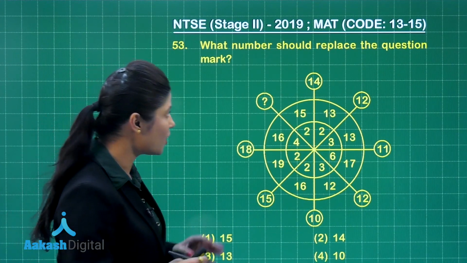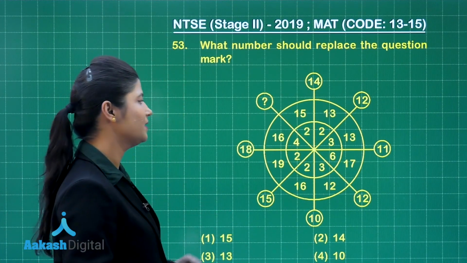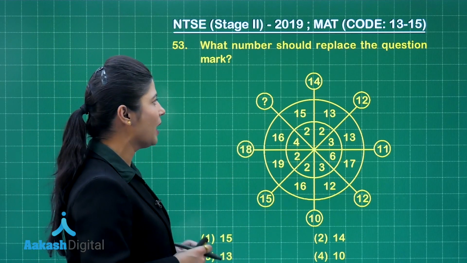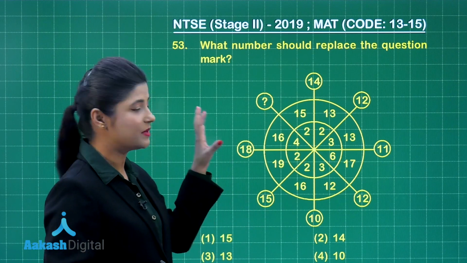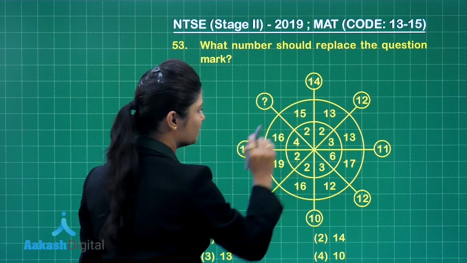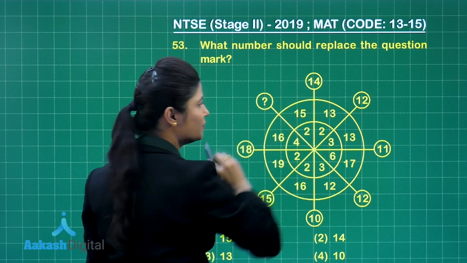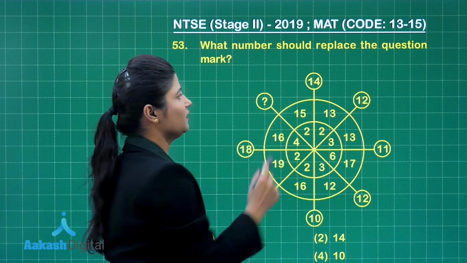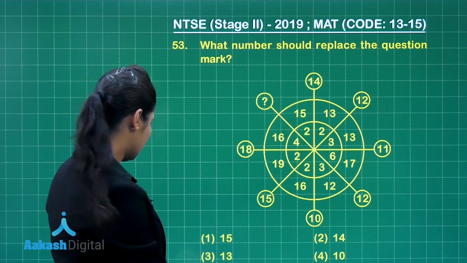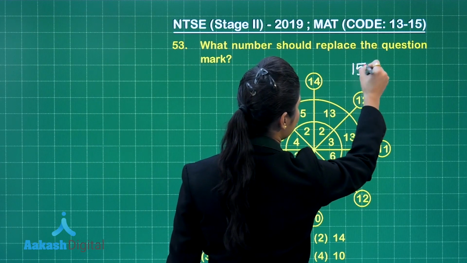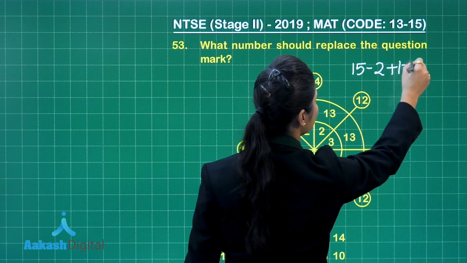It states here, what number should replace the question mark? Here you can see I have a very beautiful arrangement of the numbers, but you need to identify the pattern which is present over here. So let's try to figure it out. Here I have number 15 and number 2 and here I have the number 14. You know that 15 minus 2 is 13. But this 14 will be obtained when you add 1 to it. That means in this case we are considering 15 minus 2 plus 1 which gives you 14.